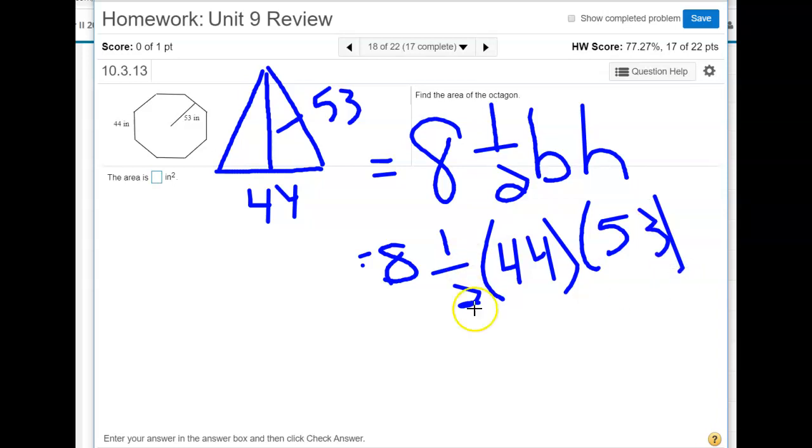We end up with 9,328 for this particular problem.